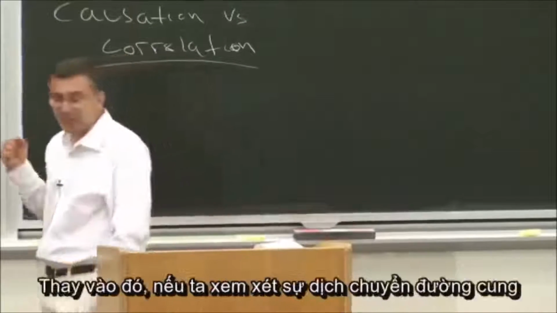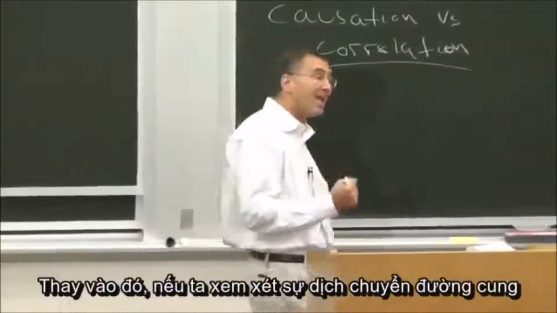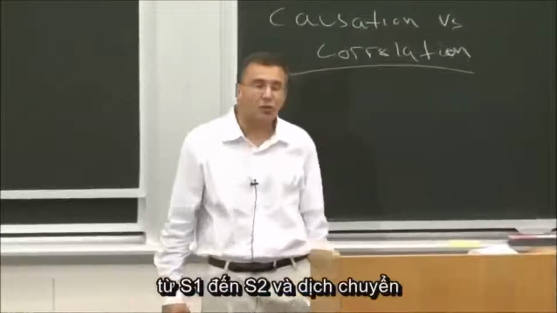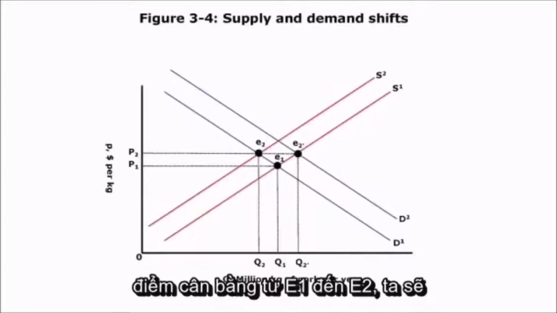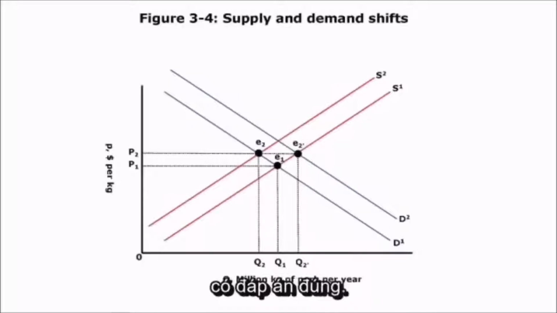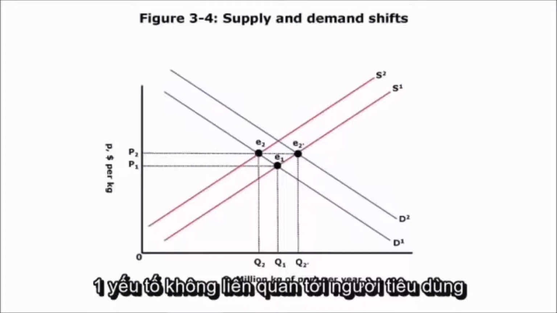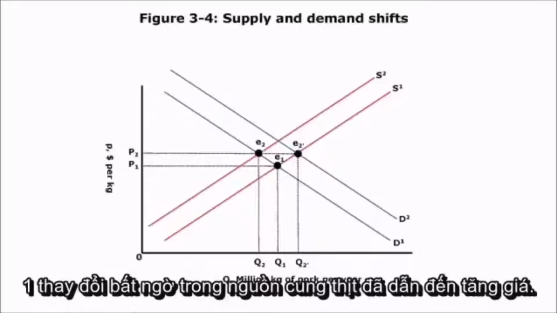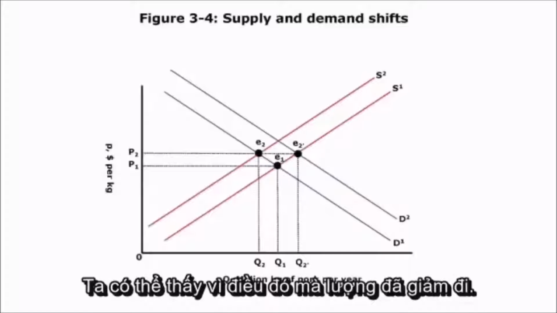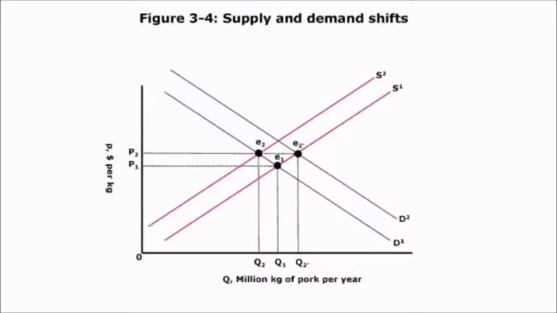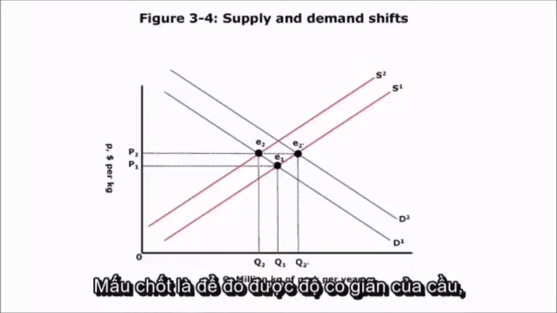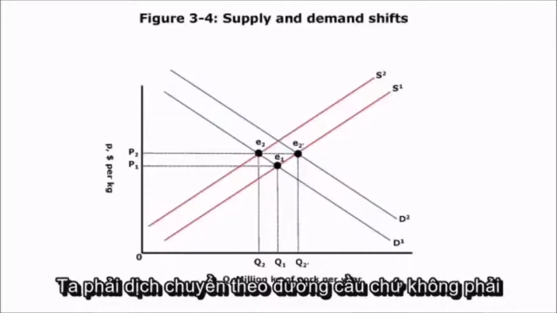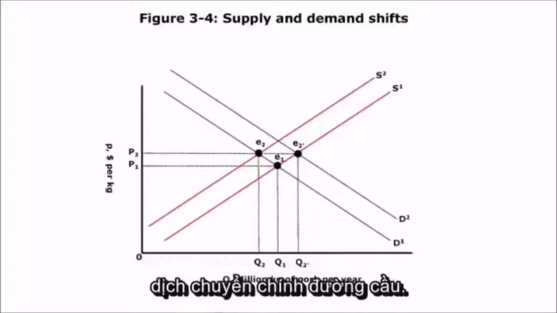Okay? If instead we looked at a shift in supply, such as shifting from S1 to S2 and moving the equilibrium from E1 to E2, then you would get the right answer. Because then you'd say, look, something independent to consumers shifted up the price. Some shock to the supply of pork shifted up the price. And we saw that quantity fell as a result. What's the key? The key is that to measure an elasticity of demand, you're measuring the slope of the demand curve. So you need to shift along a demand curve, not shift the demand curve itself.